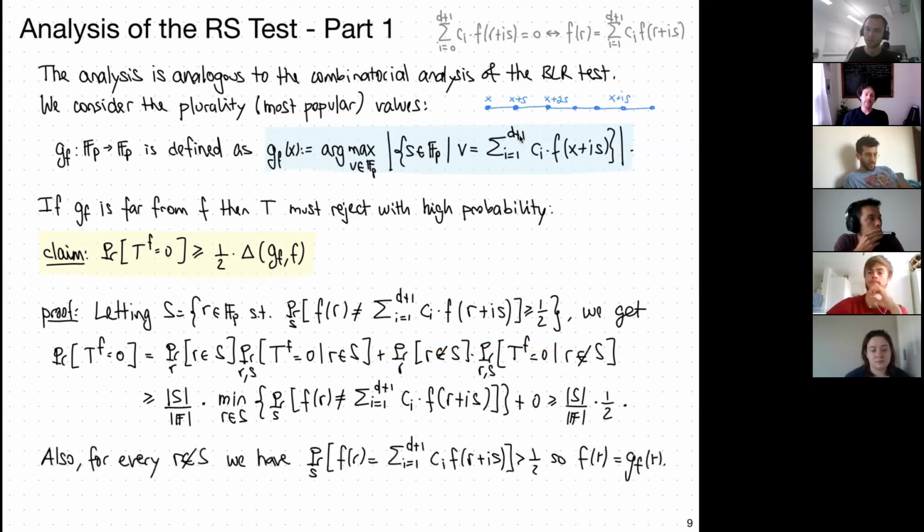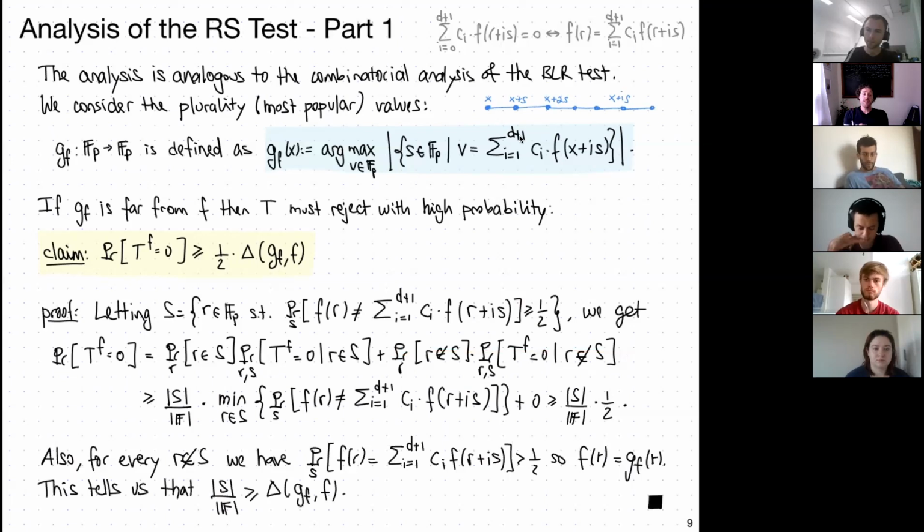And as we had yesterday, we're observing that if R is not in the set S, then definitionally it means that most of the values agree with it. And so it means that the correction, the plurality vote, is exactly the function at this point. This is exactly how we define G of F. And so it means that the distance of G F to F is just determined by this point of S, and exactly as before, we get this claim, right? So this is the first claim. And as you remember, we had this easy claim, hard claim, easy claim, and we'll have the same thing here.